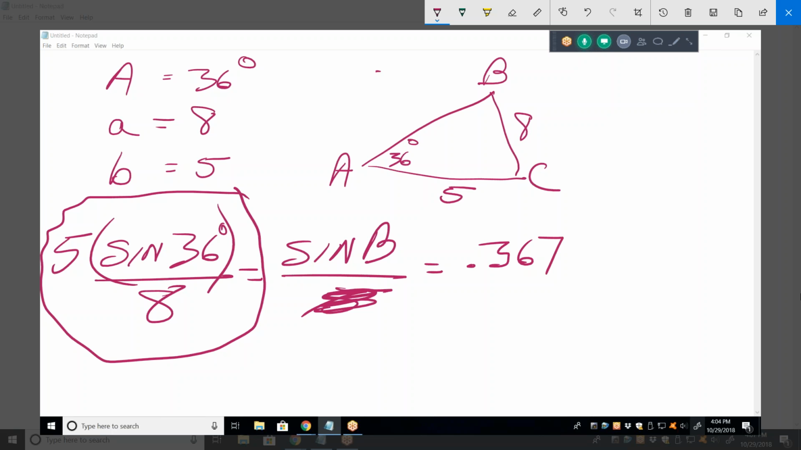Could be. Let's see, the sine of 30 degrees is a half. So the sine of 36, a little bit more than a half, times 5 over 8. Actually, it sounds right to me. However, notice what that is. That is the sine of B. That is not angle B. So what's B equal to? 21.5.